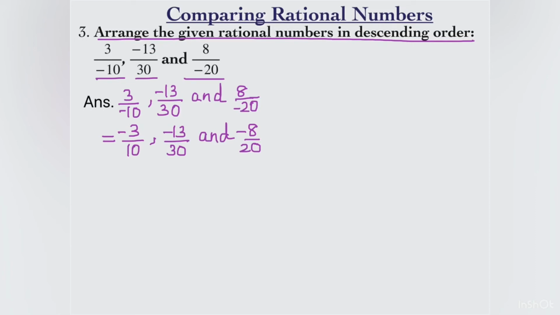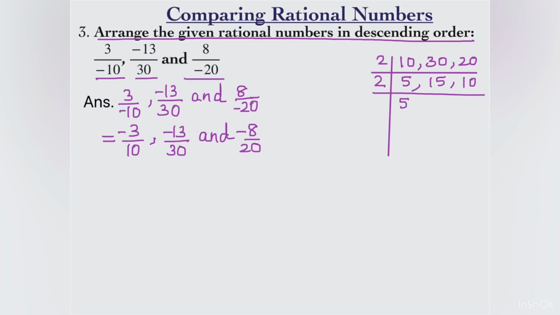Next, to make the denominators of these rational numbers the same, we need to find the LCM of the denominators. Let us now find the LCM of 10, 30 and 20. All these three numbers are even, so we can divide by 2. 2 times 5 is 10, 2 times 15 is 30, 2 times 10 is 20. Again we can divide by 2 since 10 is divisible by 2. 5 is not divisible by 2, so we'll write as it is. 15 also is not divisible by 2, we'll write as it is. 2 fives are 10.